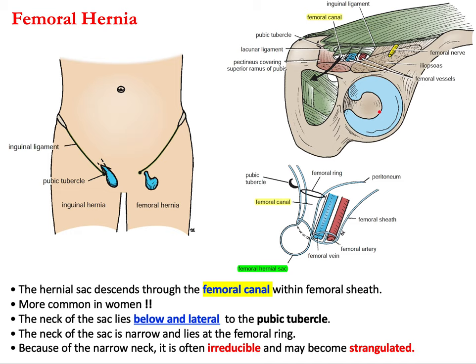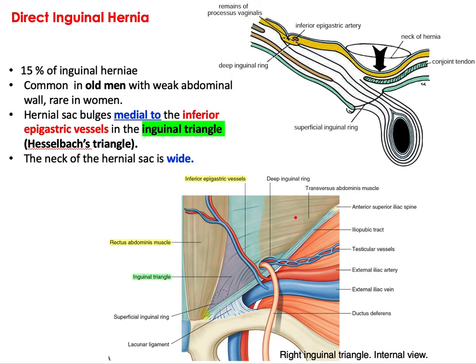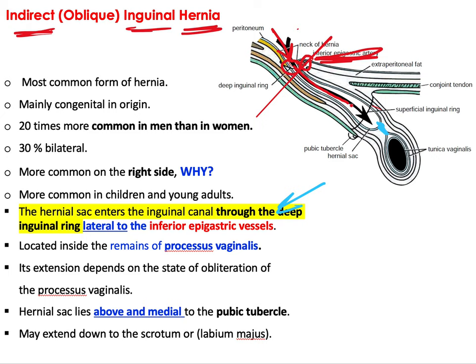Let me show you. For example, this is the indirect inguinal hernia. This is the pubic tubercle. So the herniated sac will be above and medial, not below and lateral, above the pubic tubercle and medial to it, right? Okay. But sometimes, this hernial sac in the indirect type can reach the testis and scrotum, because it passes through the spermatic cord, right? I will show you after two slides.